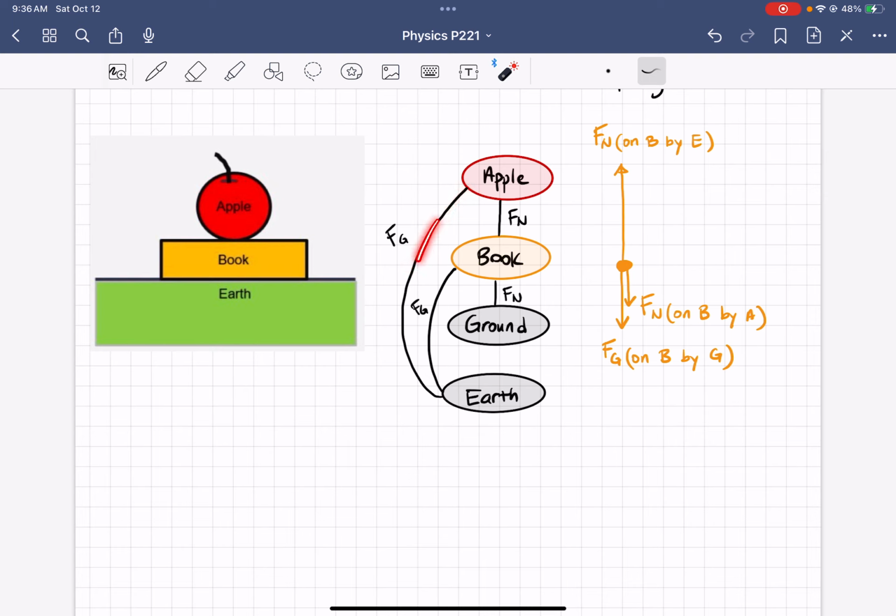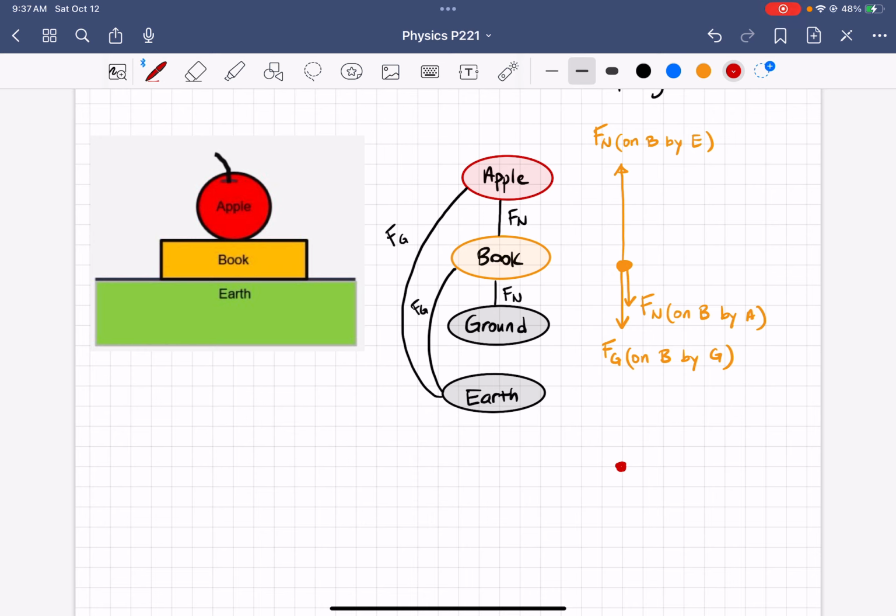So I'll draw a dot to represent the apple, and then I'm going to draw first the normal force from the book. So it's going to be force normal on the apple by the book. And then there's going to be a gravitational force from the earth, which is down. So call that force of gravity on the apple by the earth.